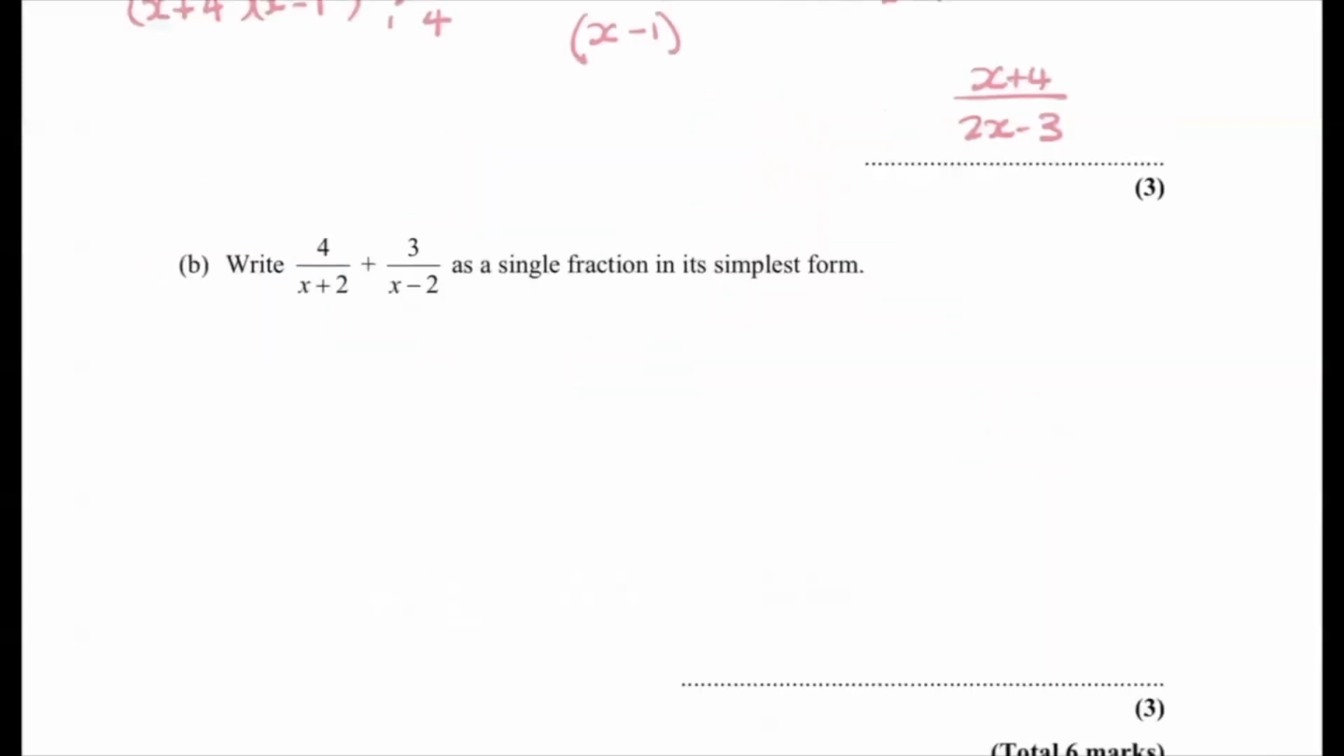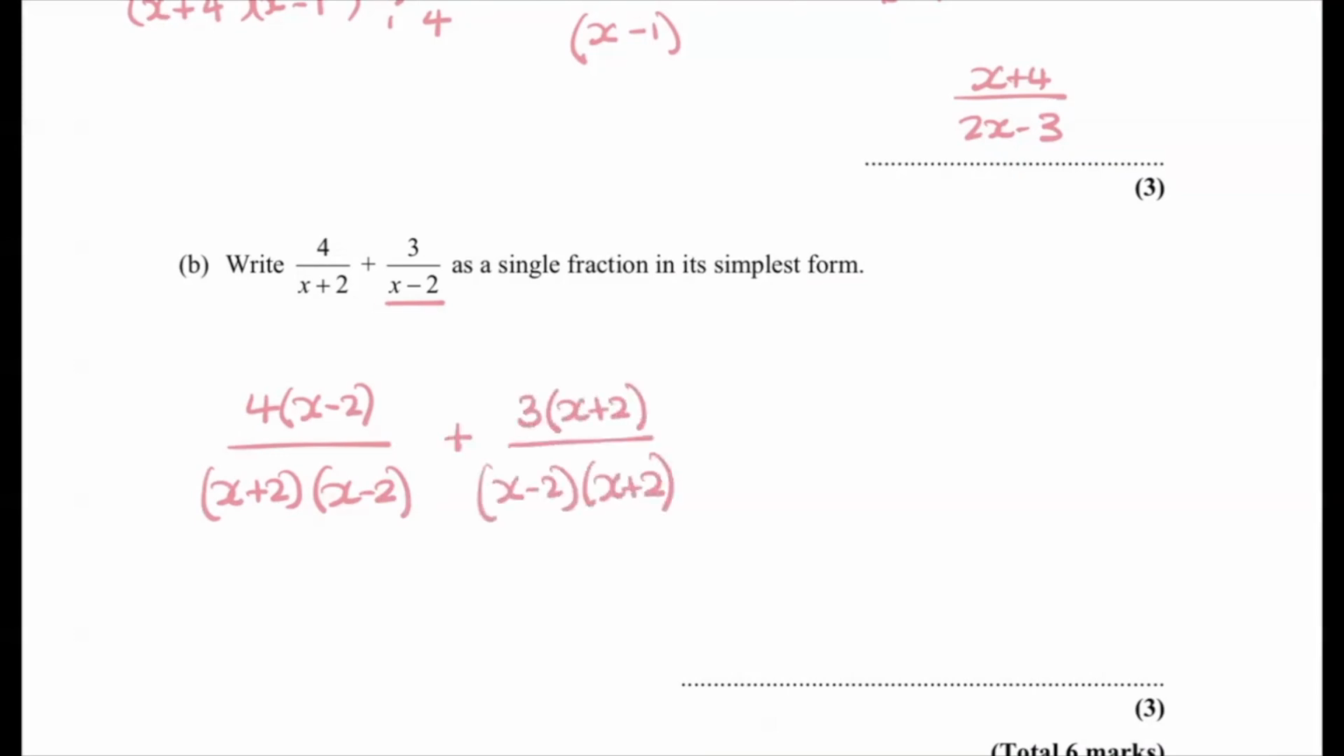So part B, we have to write as a single fraction. Now, if we look at this, it's an addition. And when we add fractions, the denominators have to be the same. And our denominators are not the same. So I am going to be multiplying the first fraction through by x minus 2. And that will give us the first fraction. And then the second fraction will multiply by x plus 2. So we've cross-multiplied just like we would if it was normal fractions.